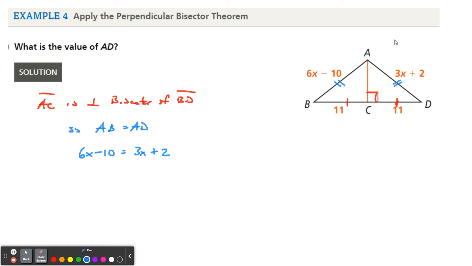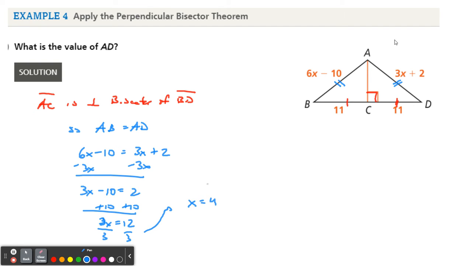I'm going to move this 3x to the left by subtracting it. So if I subtract 3x, 6x minus 3x is 3x. So 3x minus 10 equals 2. Now I'm going to move this 10 to the right by adding 10. 3x equals 12. And then this 3 is multiplying with the x, so I'll divide. x equals 4. So your x value is 4.